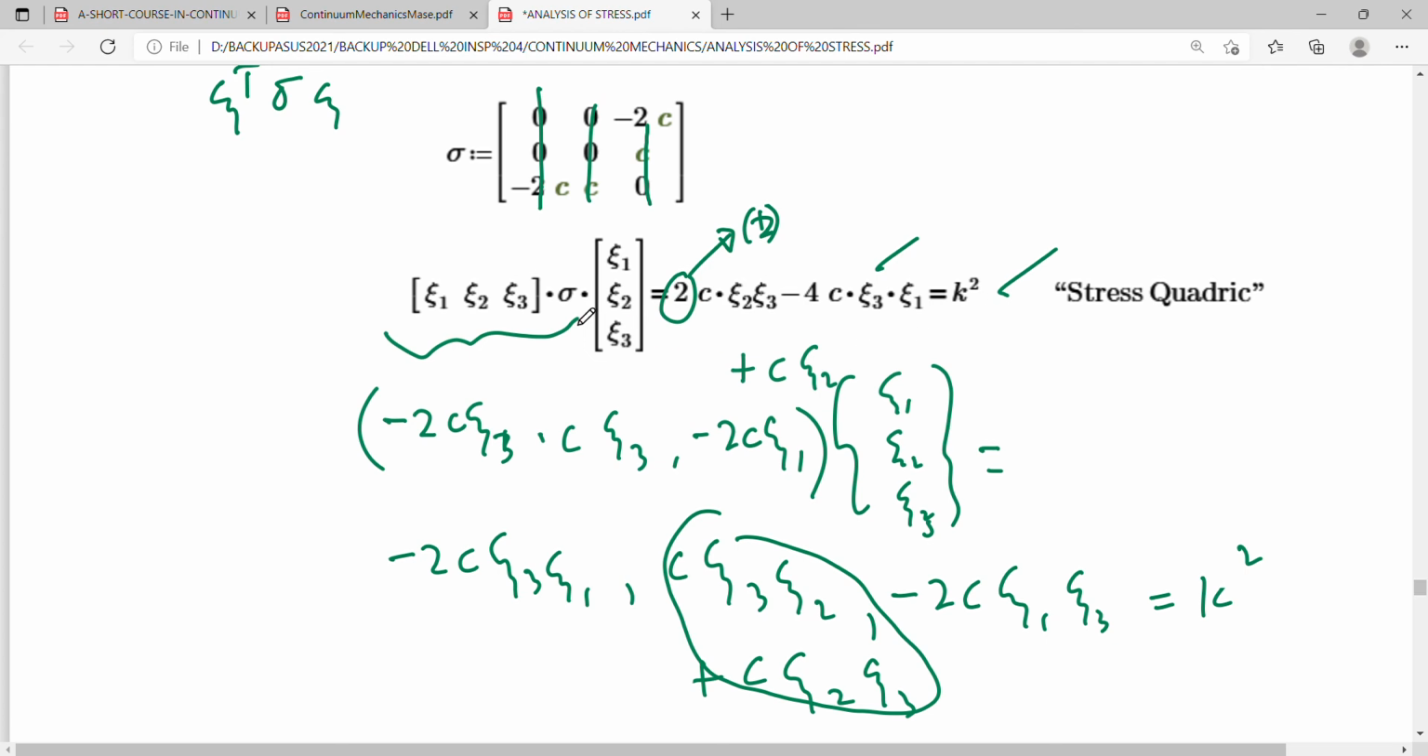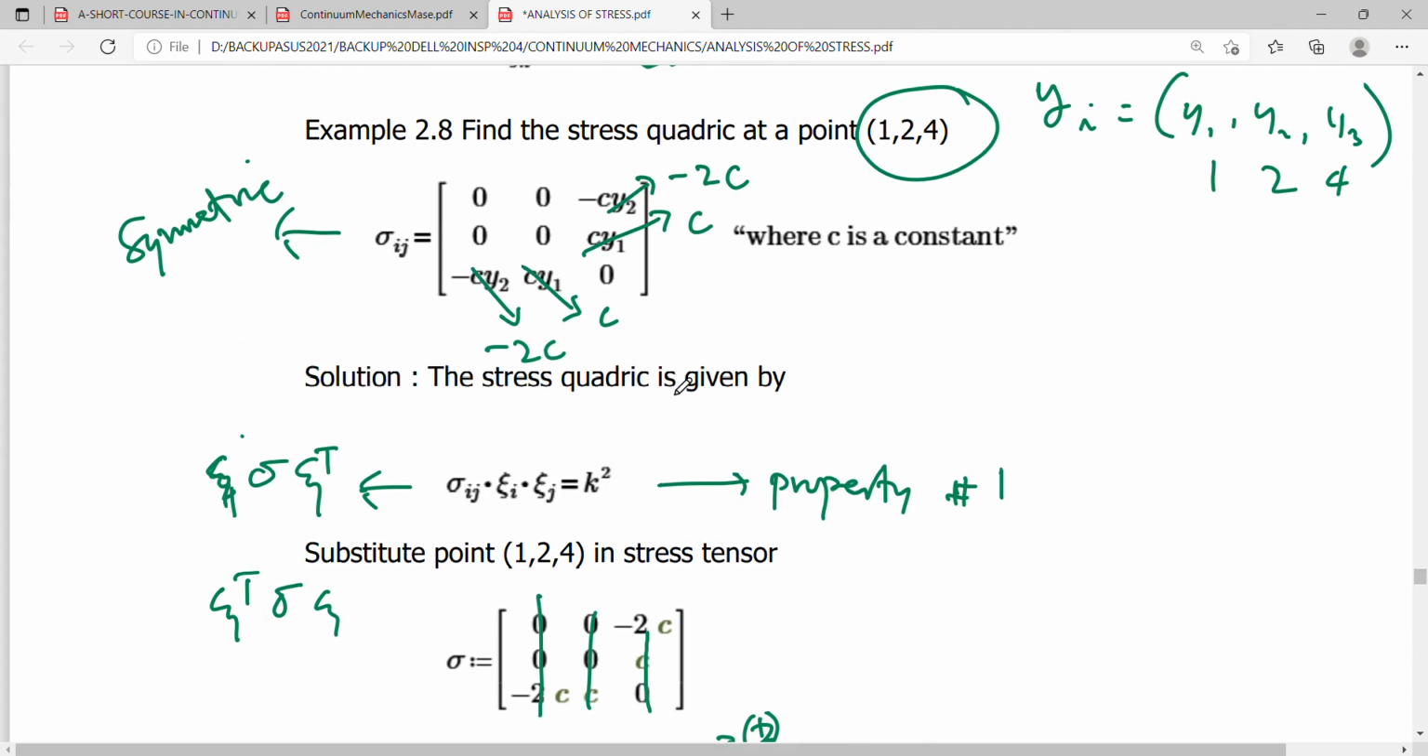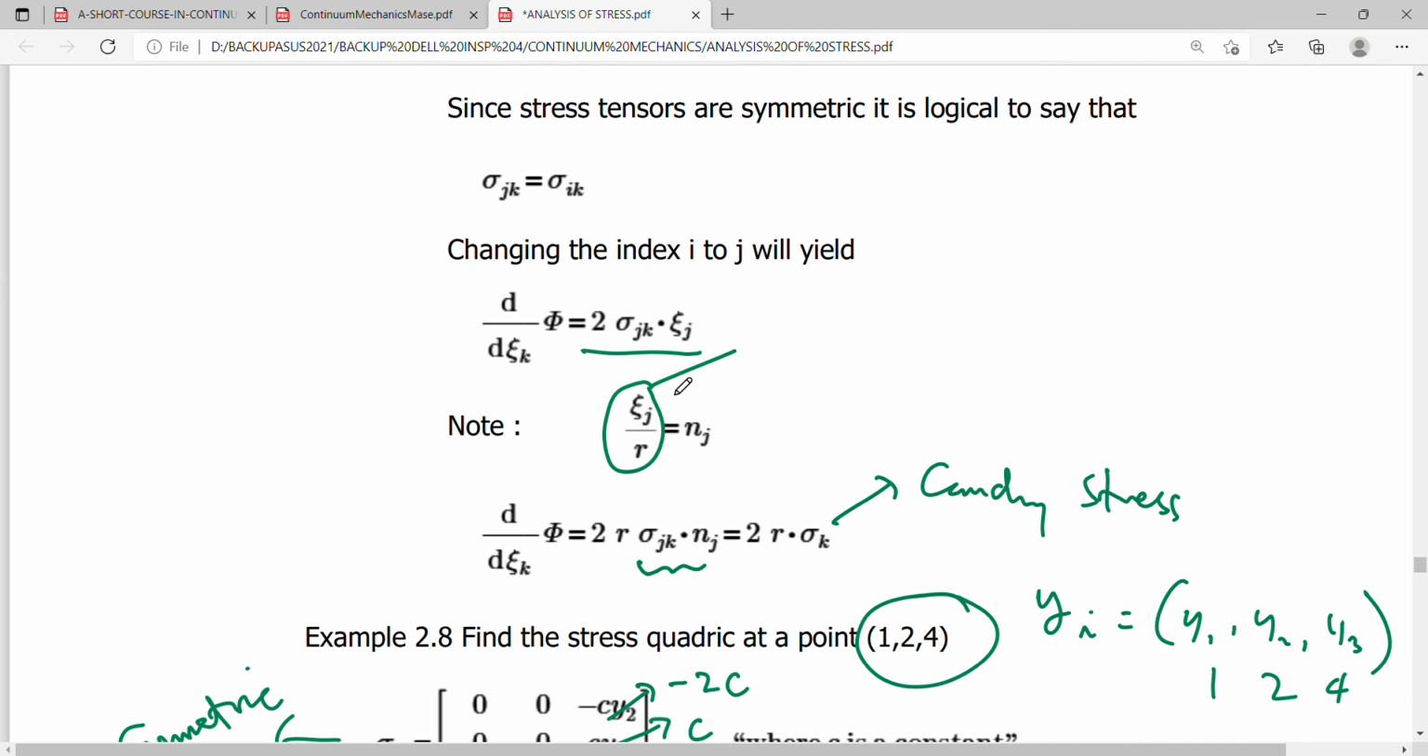So you have to know how to do it manually, and you also have to know how to do it using a tool like MathCAD for ease of computation. So thank you very much for listening. I hope you know how to simplify this simple formulation on stress quadrics, which could be very useful and significant in your solution to continuum mechanics problems, especially on stress analysis. I'll see you on the next video.